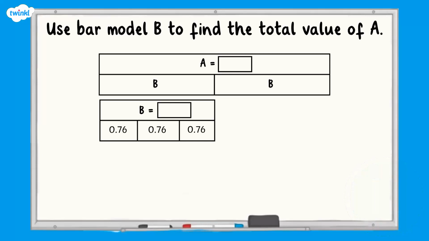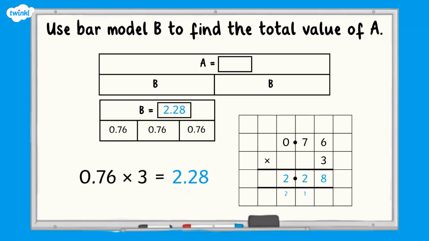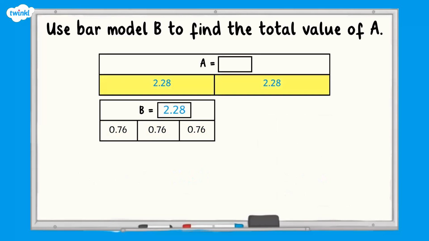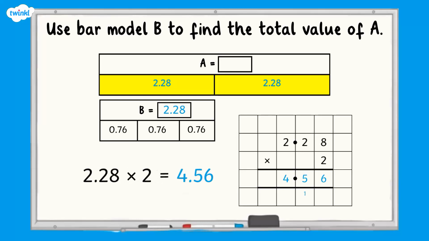B is 3 lots of 0.76, so we need to calculate 0.76 multiplied by 3, which equals 2.28. If B equals 2.28, each of the parts of A are 2.28. A is 2 lots of 2.28, so we need to calculate 2.28 multiplied by 2, which equals 4.56. So A equals 4.56.